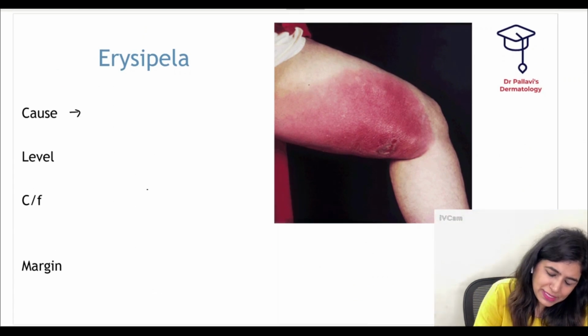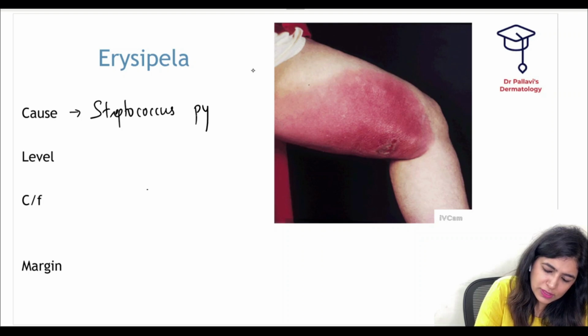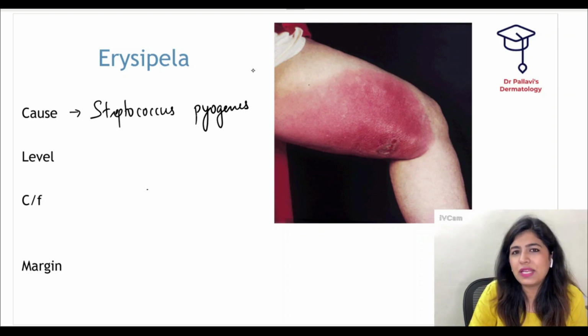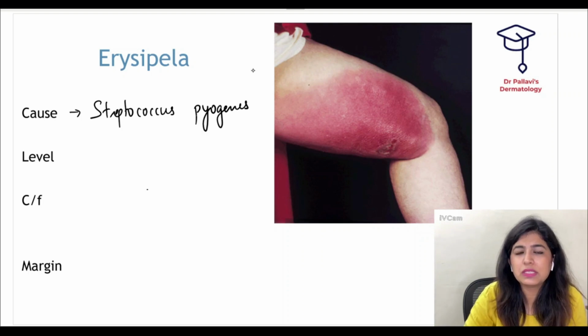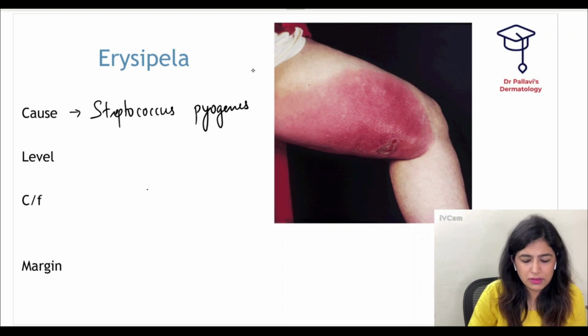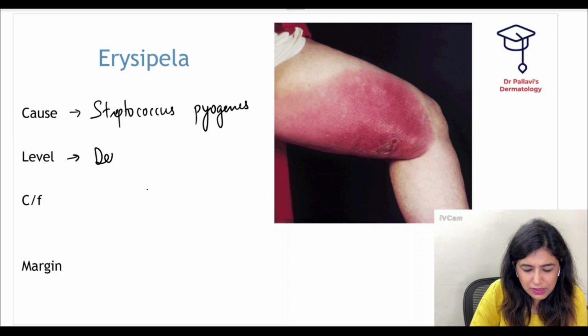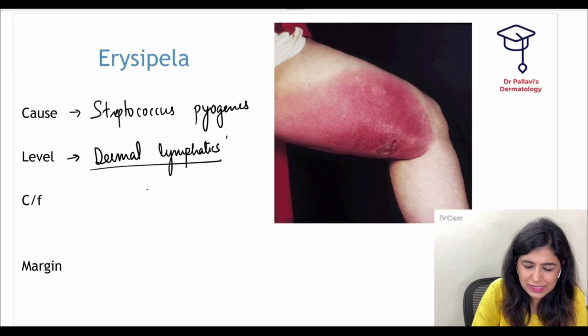To choose between A, B and C, let me tell you a brief overview of erysipelas. This is a bacterial infection caused by Streptococcus pyogenes. The level of involvement is very important in the pyodermas. Impetigo involves the epidermis, ecthyma, dermis, erysipelas, the dermal lymphatics. A very important question from erysipelas is the involvement, that is the dermal lymphatics.